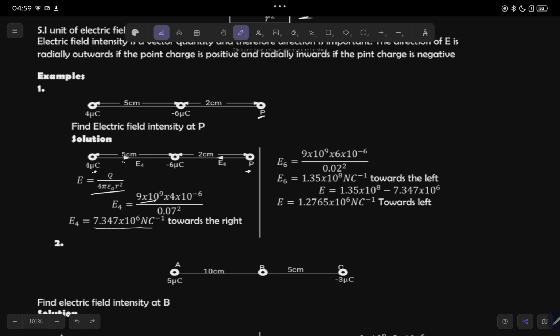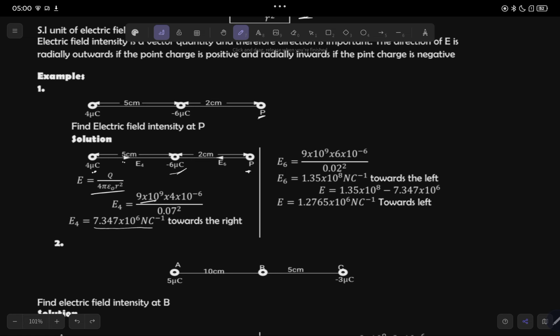Then we go to the electric field intensity due to the negative 6 microcoulomb charge. Still the same formula applies. We substitute the value of the charge, the magnitude, and the distance here is 2 centimeters or simply 0.02 meters. We get 1.35 times 10 power 8 Newton per Coulomb, and it is towards the left. Why towards the left? Since this is a negative 6 microcoulomb charge, if we place a positive 1 coulomb charge at P, it will be pulled towards the negative 6 microcoulomb charge because unlike charges do attract.